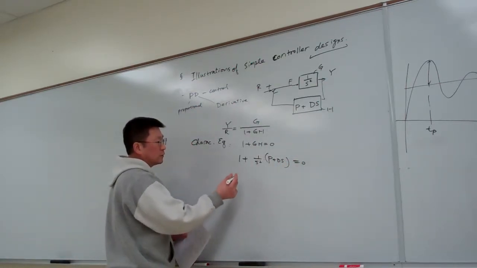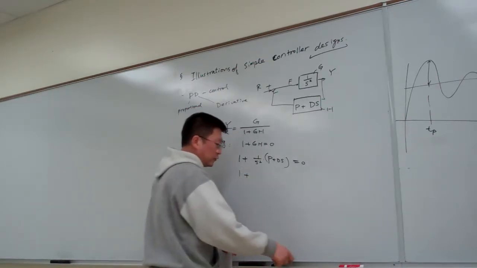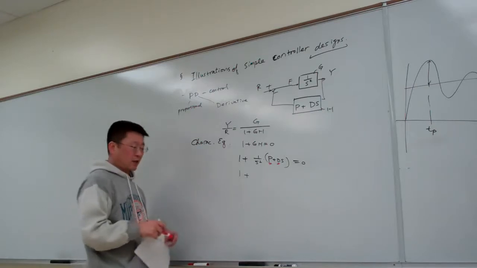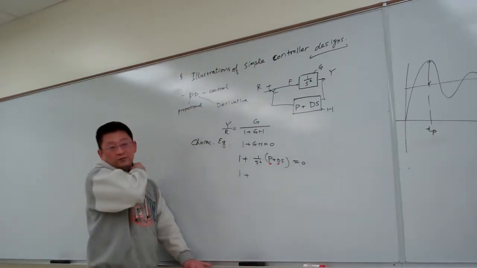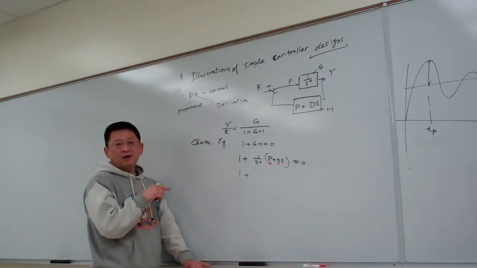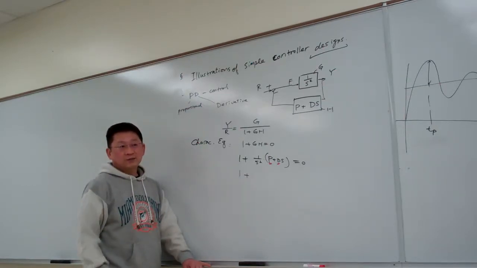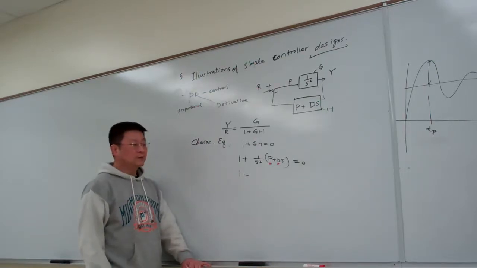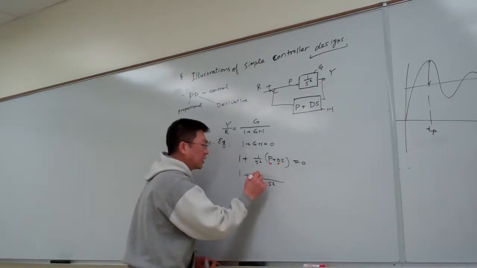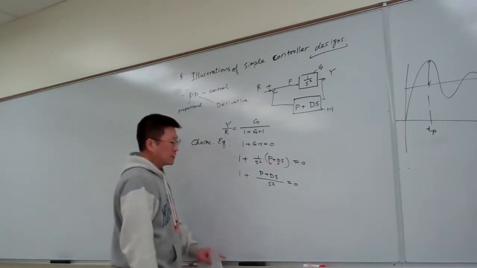Let me revise this one, 1 plus. Right now you can see we have two parameters, and what we have learned in plotting the root loci is dealing with only one parameter k. So how can we utilize our root loci techniques to deal with this one? Here I can introduce a simple technique. Let me modify this one first, with p plus ds.